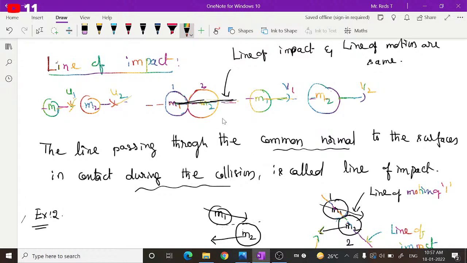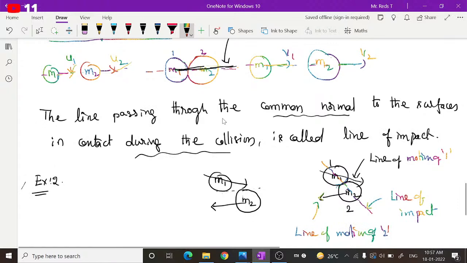Now I hope it is very clear what line of motion and line of impact mean. What is the line of impact again? The line passing through the common normal to the surfaces in contact during the collision is called the line of impact. So the line of impact and the line of motion need not always be the same. These examples will tell us clearly about this. So note this down, everyone.